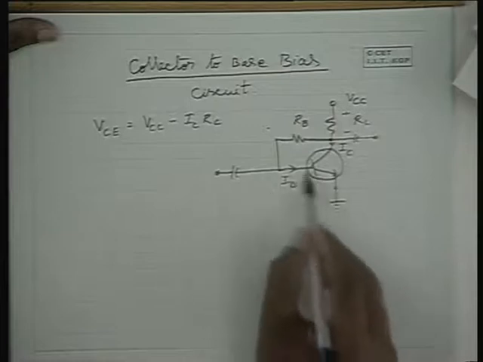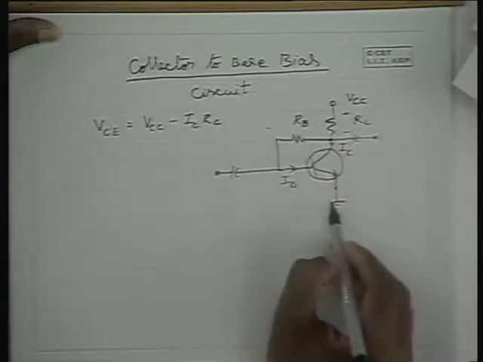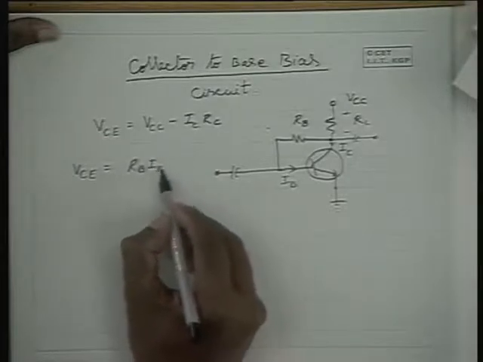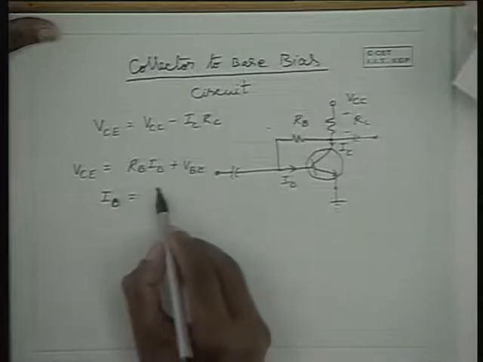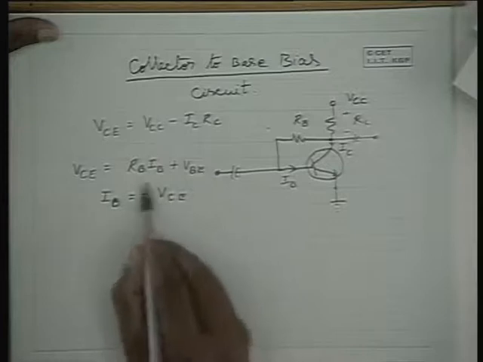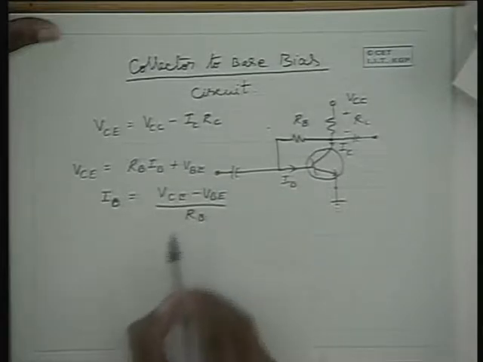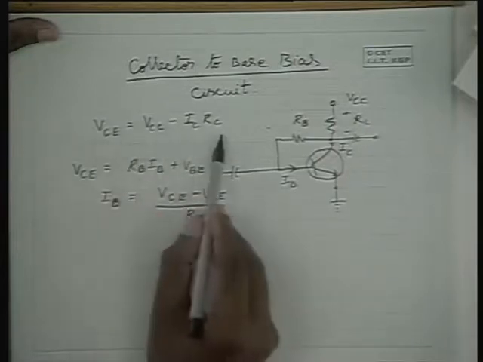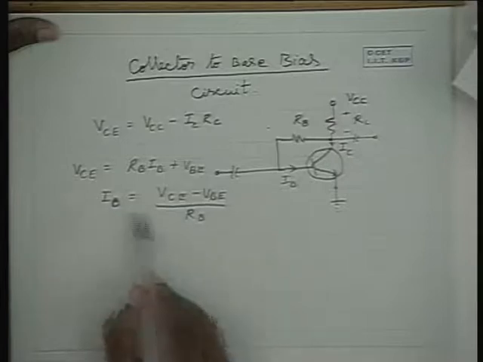Now, on the input side an equation can be written like this. VCE is equal to the voltage drop across RB due to IB plus VBE. Therefore, VCE is equal to IB into RB plus VBE. So, from this equation, the IB that flows in this circuit is equal to VCE minus VBE, which is of the order of 0.6 to 0.7 volts, divided by RB. Therefore, if VCE falls due to an increase in IC, according to this equation, IB falls. When VC decreases, IB decreases. Hence, IC decreases.